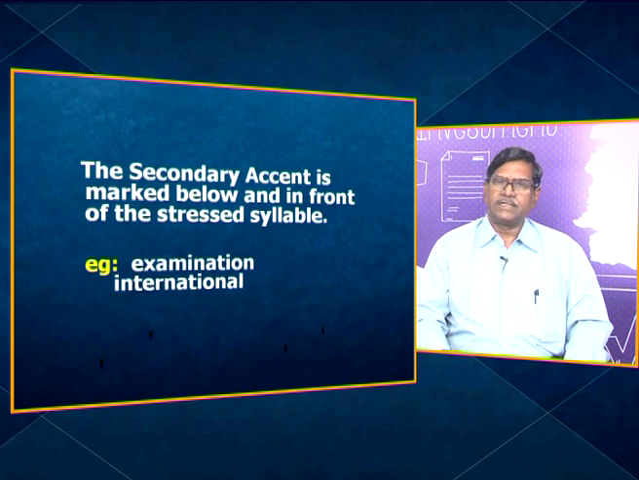So, the third syllable gains a primary stress, first syllable gains secondary stress. That way, in the case of all polysyllabic words, one syllable gains more importance and it is said to receive primary accent, and another syllable which gains less prominence is said to receive secondary accent. So, in the case of polysyllabic words, two syllables gain stress. One syllable is said to receive primary accent, another syllable is said to receive secondary accent.